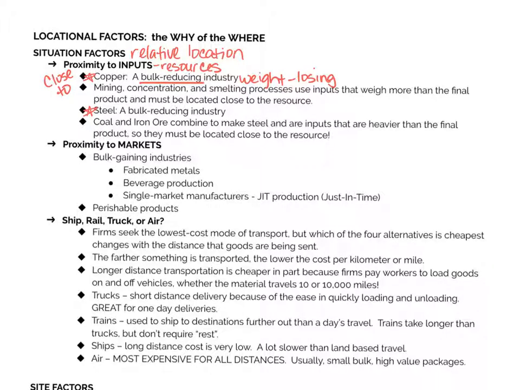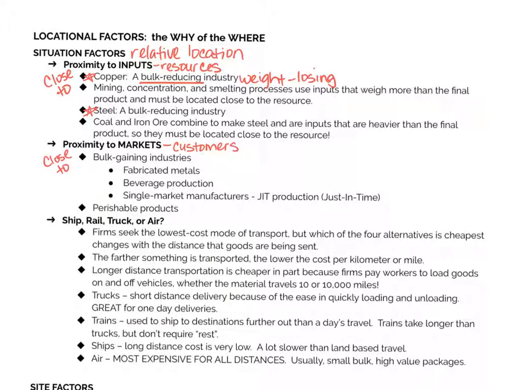Now, sometimes your company doesn't have to be close to the resource. So it's not proximity to inputs. It's proximity to markets. So remind me one more time, what is proximity? Near. Close to. And then what's market? The place where you're going to sell it. Who do you sell to? The stores. The consumers. Are you a market? Yeah, you buy stuff. People love to advertise to you because you buy a lot of things. So markets are your customers.